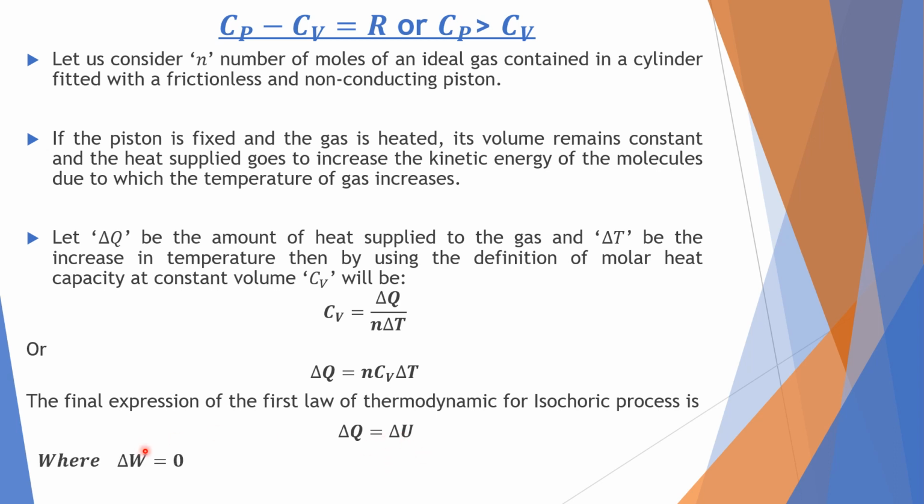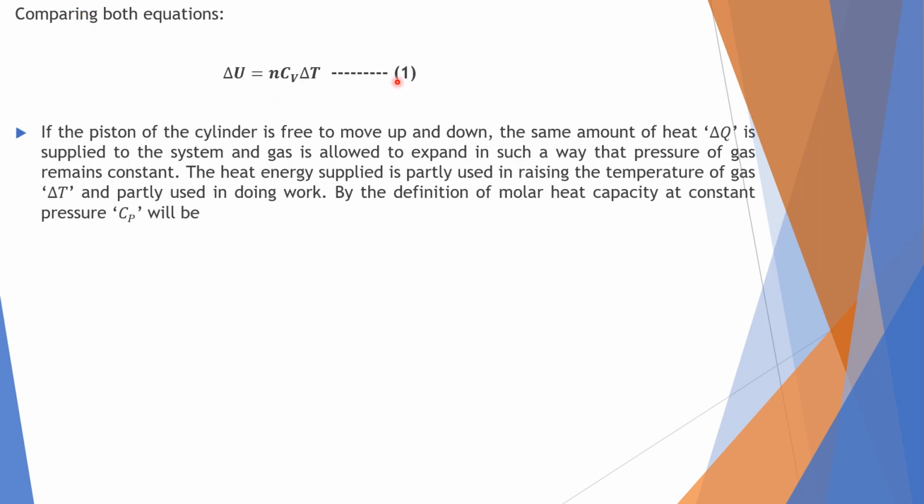So for an isochoric process, delta W is 0. We just put the value of delta Q in the above equation. Delta U is equal to n Cv delta T. I mark it as equation number 1.